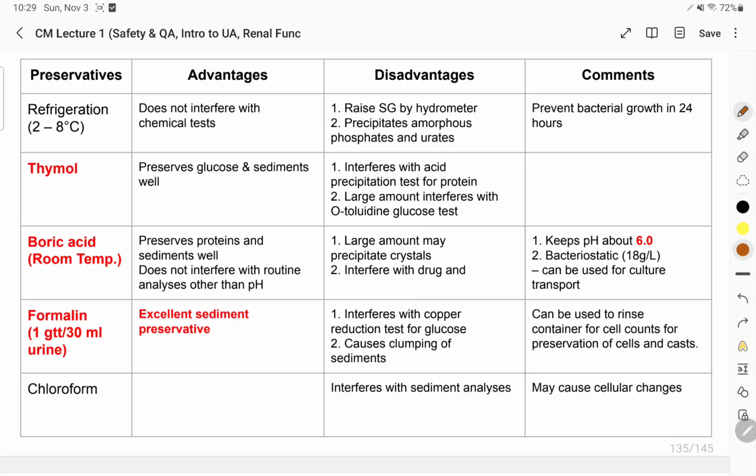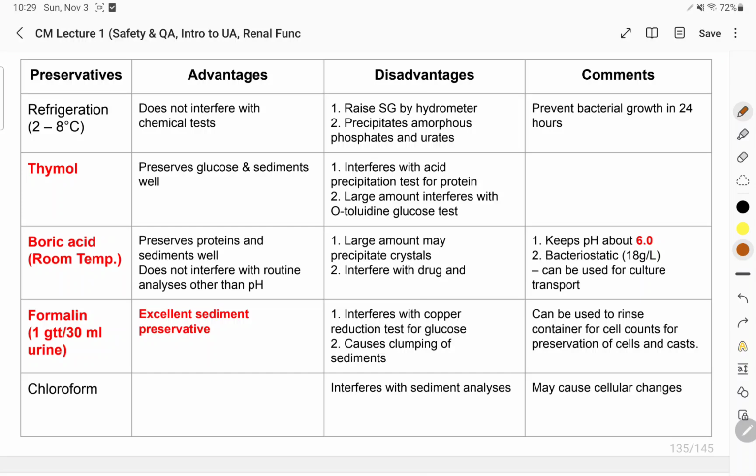because boric acid is acidic, so of course the pH is acidic. But large amounts of boric acid may precipitate crystals and it interferes with drugs. That's all. And boric acid must be kept at around pH 6.0. And your boric acid is bacteriostatic, so it can be used for culture transport. Bacteriostatic means it does not kill the bacteria, but it holds the growth of bacteria, which is why it stops it.